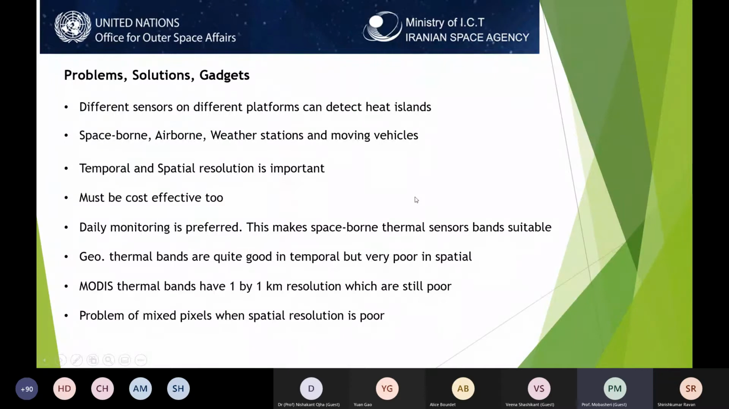Geostationary thermal bands are quite good in temporal, but poor spatial resolution they do have. MODIS thermal bands are every 1 by 1 kilometer, which is still poor. You cannot get more information from the city or critical regions within the city in the 1 square kilometer pixel. Problem of mixed pixel is another problem. We have different surfaces with different emissivities, different temperature in 1 pixel. And this temperature that we get from MODIS thermal bands represents nothing, actually. No surface can be a good representative for this temperature.